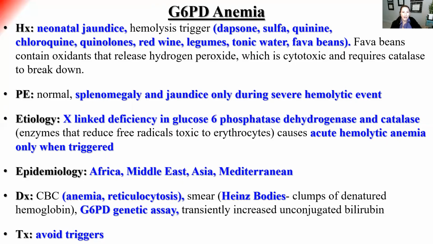On the smear, Heinz bodies are a specific cell type that we may see in this disease. These are clumps of denatured proteins within the erythrocytes. Definitive for this one is going to be a G6PD genetic assay. And you may also see during that event that they have a transiently increased unconjugated bilirubin. But again, that goes back to normal if they're not having that. So our definitive test for G6PD anemia is going to be that genetic assay.